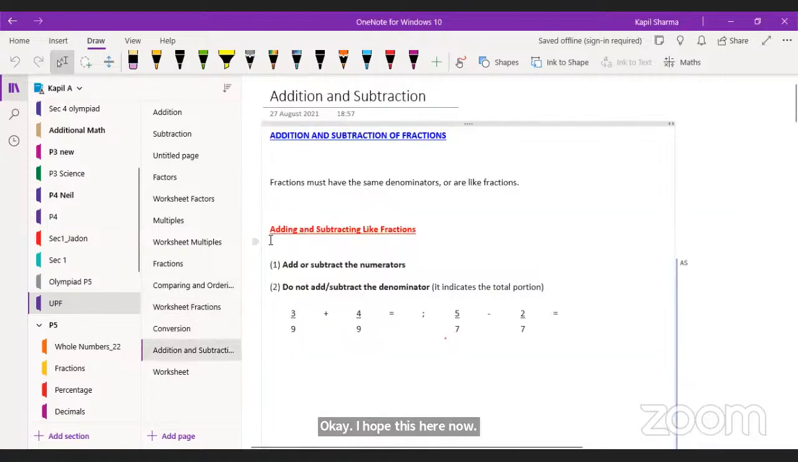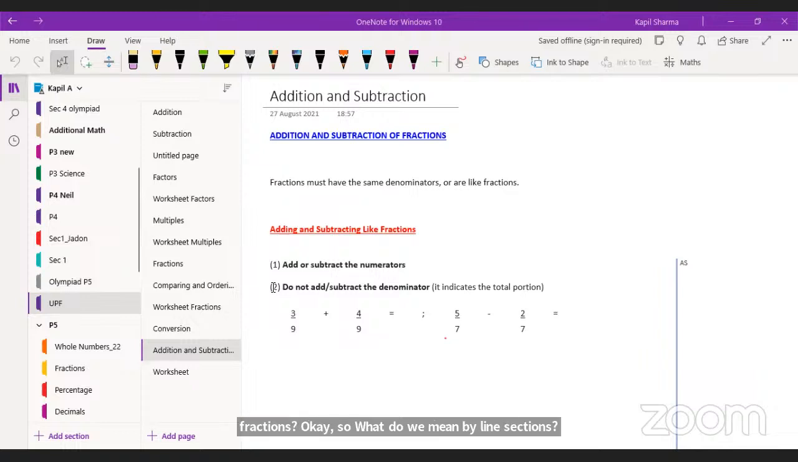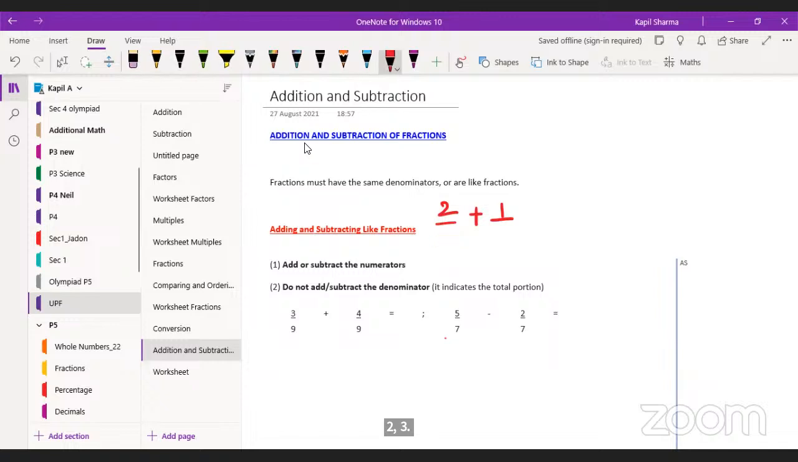okay, let's move to addition and subtraction of fractions. So, first is how do we add and subtract like fractions? Okay. So, what do we mean by like fractions? Like fractions are fractions that have the same denominators. Okay. So, let's say you have two like fractions. Let's take 2 over 5 and 1 over 5. So these are like fractions. They have the same denominator.